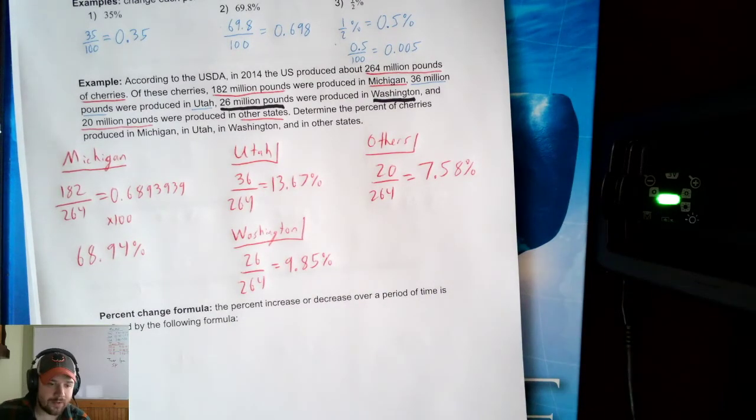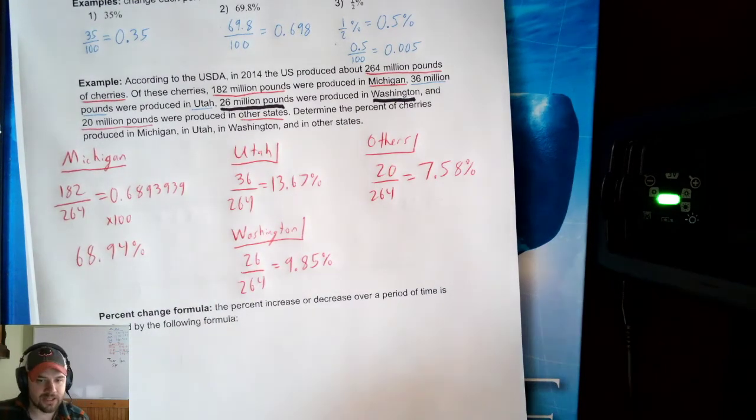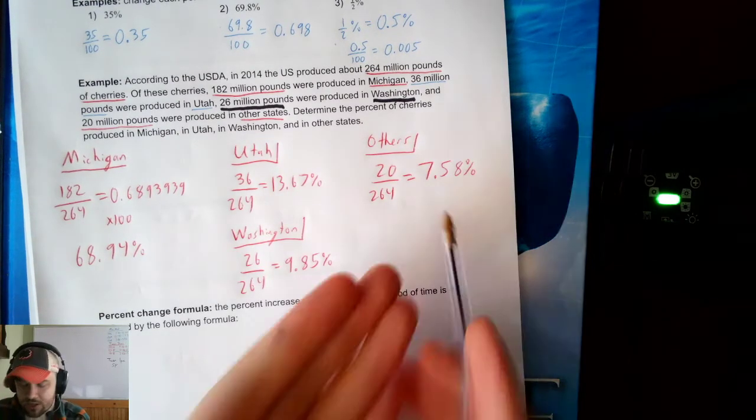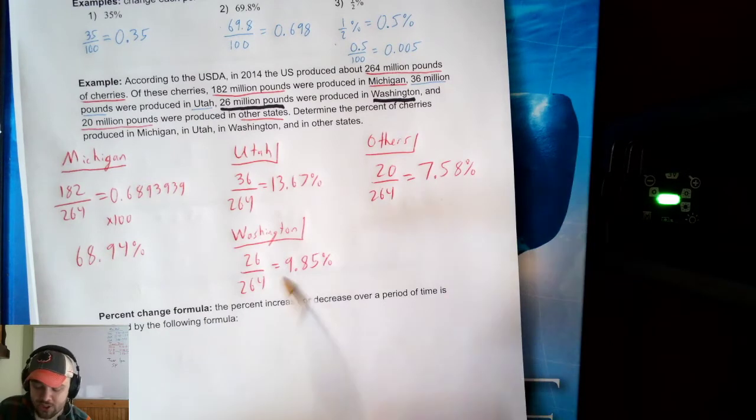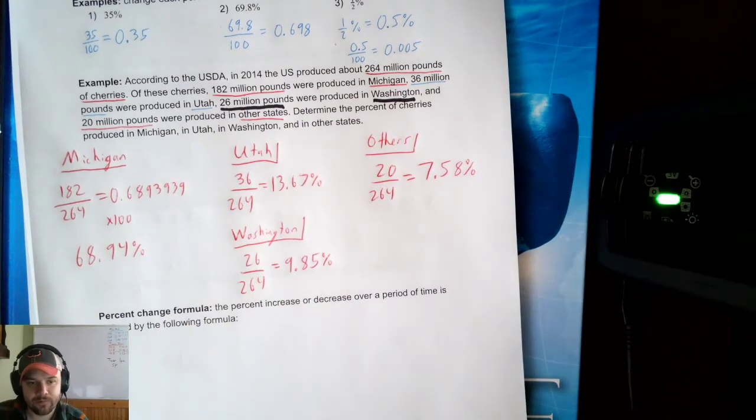Sometimes you don't need all of the decimal places. Sometimes you only need a certain amount of information. For example, I know Michigan produces almost all of the cherries based on this question, whereas the other states don't really contribute much. Utah and Washington contribute a little bit, but Michigan is the big one.